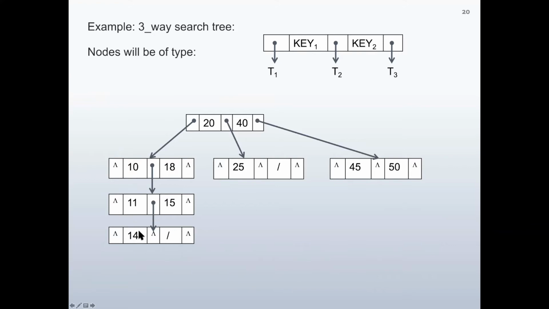Here the key value is 14. It is between 11 and 15. Here we have a single node in the subtree. 25 is between 20 and 40. And also for this node, we have key values 45 and 50, which are larger than 40. So the properties of the three-way search tree are valid for this tree, and this is a three-way search tree.